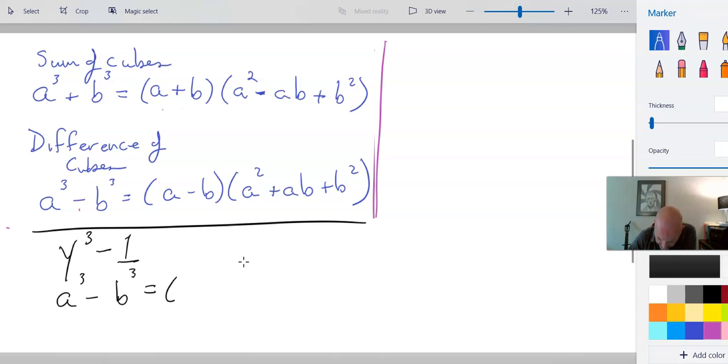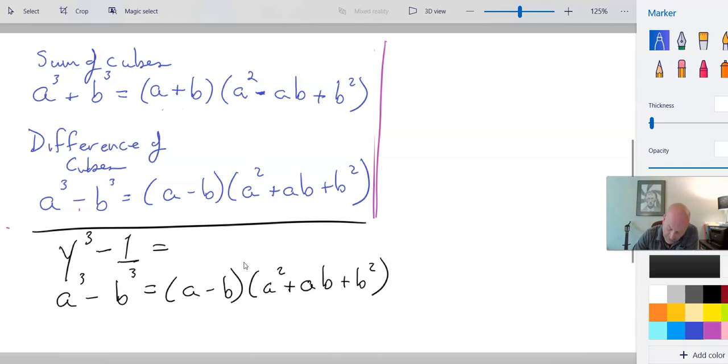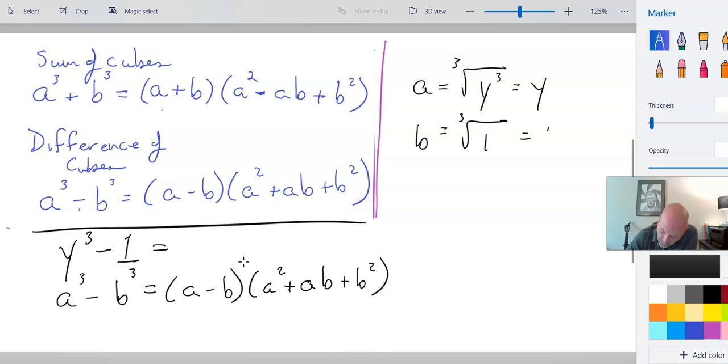Okay, so the formula then is a minus b times a squared plus ab plus b squared. Right? That's our formula. So we just need that formula to get plugged in. So we have to figure out what a and b are. So a is the cube root of y cubed. Right? So what times itself 3 times gives me y cubed? Well, y cubed means y times itself 3 times. So it's got to be y. B is the cube root of 1, which is 1.